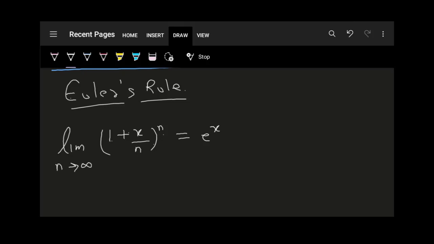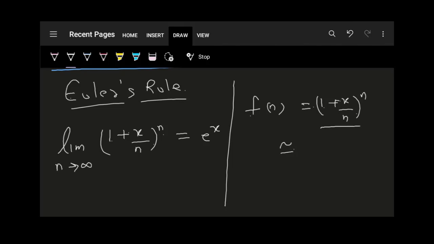It means that for a given function fn, suppose this is our function 1 plus x upon n to the power n. Suppose this is a function fn, and for a given value of x, this function is approximately equal to e to the power x for large values of n. Or you can say, as n is moving towards infinity, this function is converging on e to the power x.